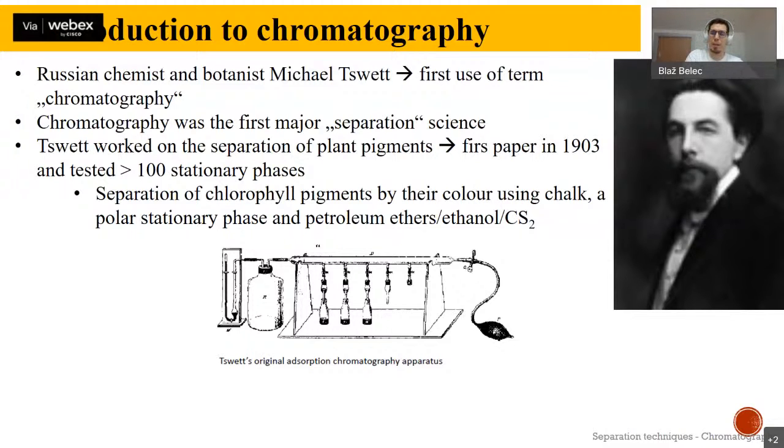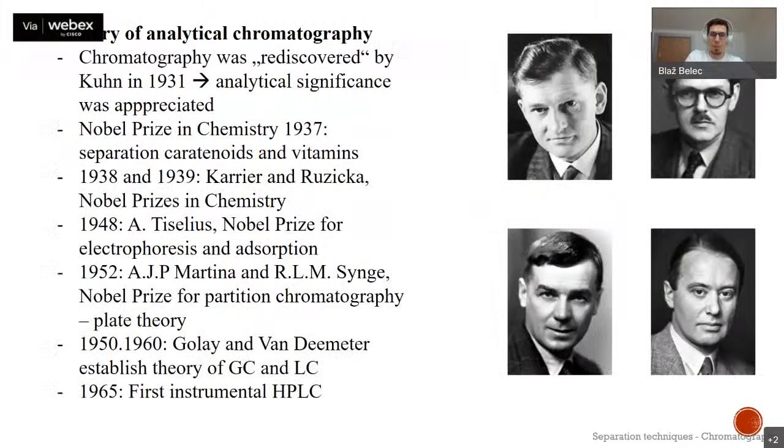He worked on the separation of plant pigments, where he tested over 100 stationary phases and separated different plant pigments. But compared to modern chromatography methods, the analysis took several years. Now we do our analysis in maybe a few minutes, maximum a couple of hours. So the field is very developed, and many Nobel Prizes were given in this field over the years. Already from this, we can see that this is quite a powerful method for analyzing our materials.